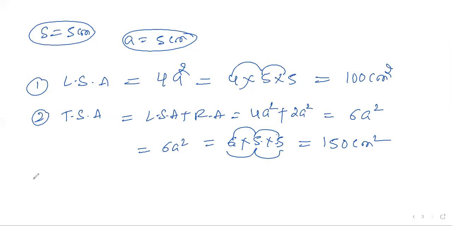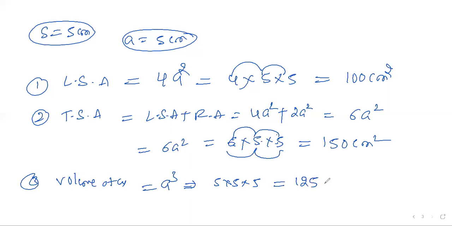Next, the third one is the volume of a cube. What is the formula? Length into breadth into height, so A into A into A. The volume of a cube is A cube. If you have forgotten the formula, please go to the video and watch, then come back here. A cube is 5 into 5 into 5. 5 fives are 25, 25 fives are 125. The answer is 125 centimeters cube.